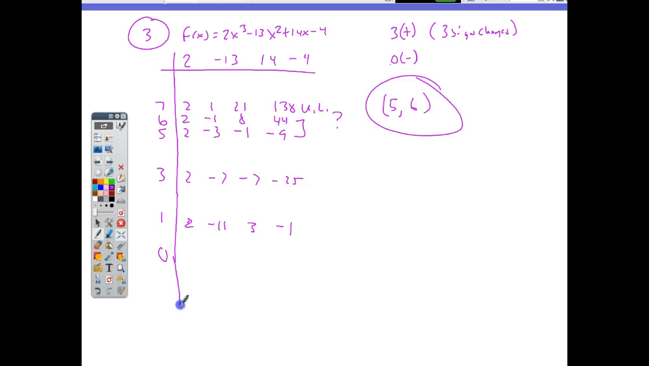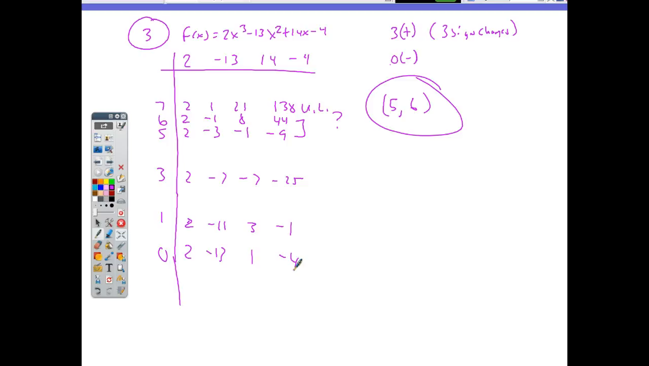So 0, I've got a 2. That gives me 0, gives me negative 13. Negative 13 gives me 1. 1 gives me negative 4. I shouldn't even know there's 1 at 1/2. Wait a second. She just found 1 at 1/2. She found 1 at 1/2.